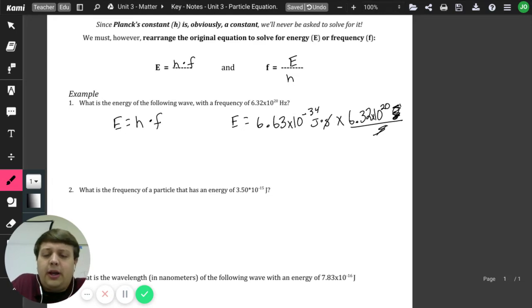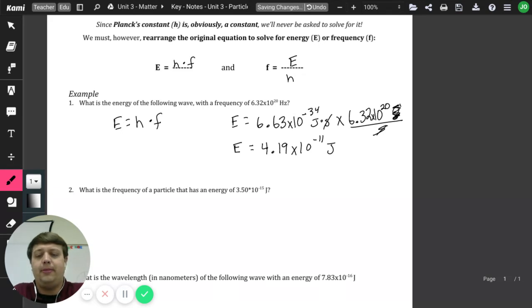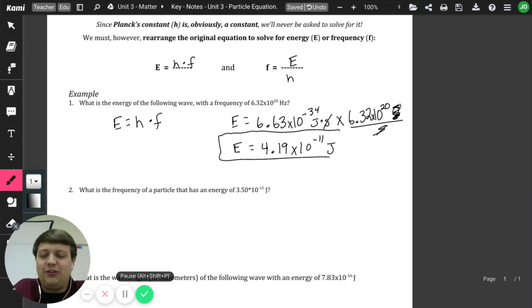All right, so then I plug it in my calculator, 6.63 times 10 to the negative 34th times 6.32 times 10 to the 20th, and what I'm going to find is that my energy equals 4.19 times 10 to the negative 11th joules. And that's it. That's all you need to do. That's all you have to do to solve for this particle equation.